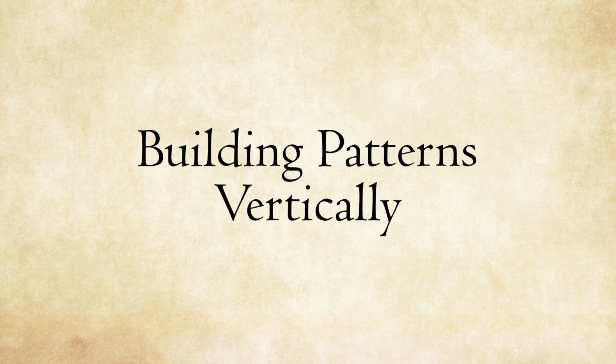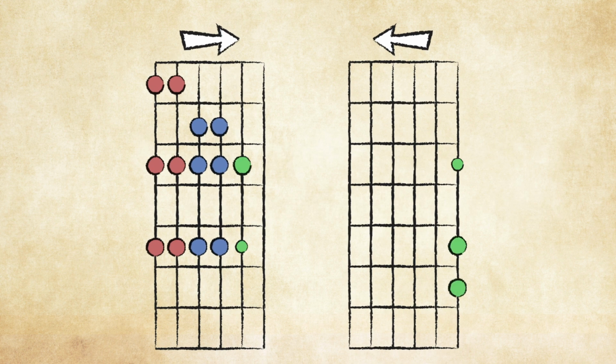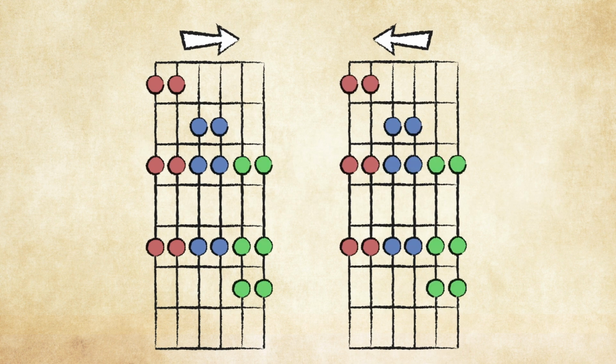Previously, we learned to build patterns forwards and backwards horizontally along the neck. In this video, we will learn to extend those patterns vertically and begin building out the grand unification pattern.